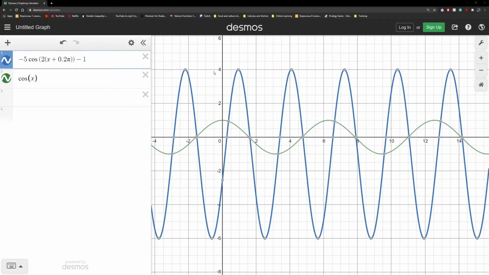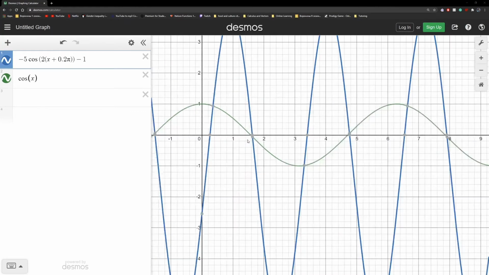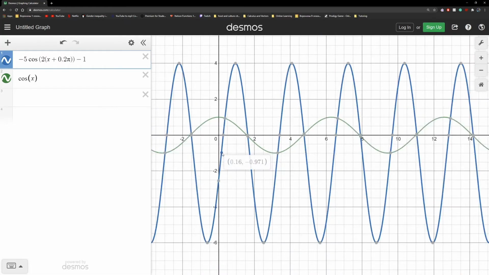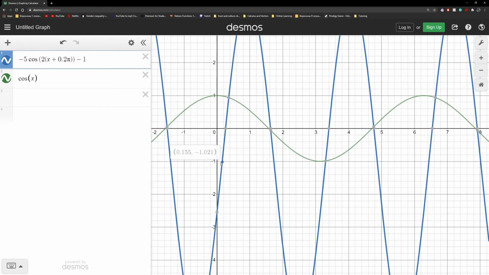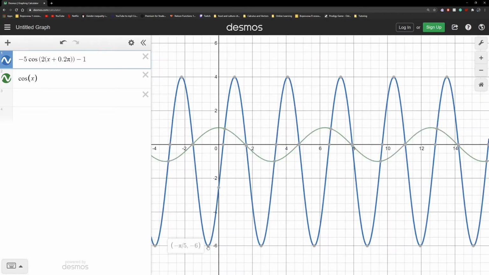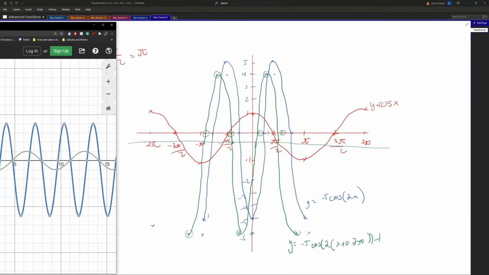Okay, so I've graphed both of them again. Let's see what we have here. As you can see, we do reach -1, right? There you go. This is the middle. We have -6. This is 0.2 pi, which we know should be correct, right? Because we moved over 0.5.